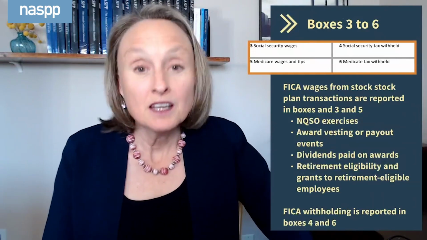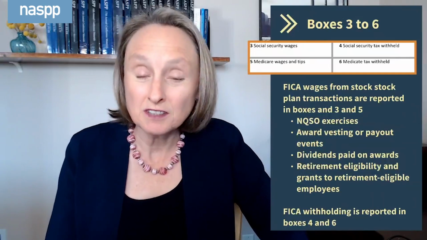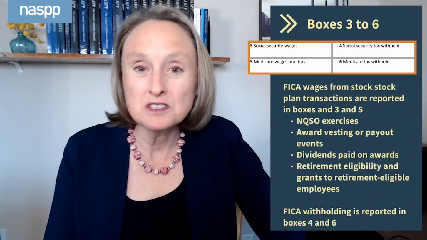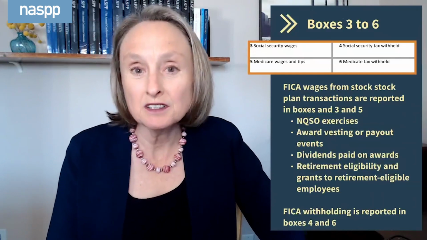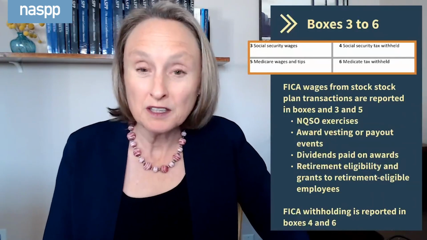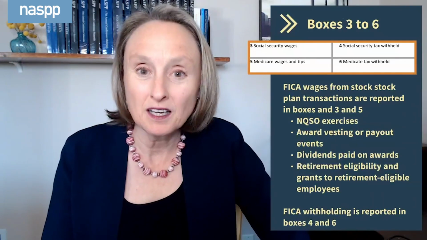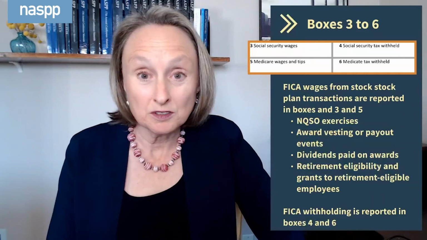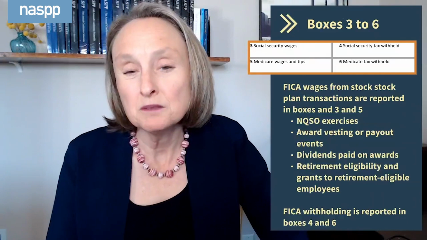on awards. It also will apply if you grant RSUs that provide for accelerated or continued vesting upon retirement, to the FICA wages employees recognize when they become eligible to retire, or if they're already eligible to retire when they are granted an RSU award. Those FICA wages are reported in box 3 if they're subject to Social Security, and box 5 if they're subject to Medicare. Any associated Social Security or Medicare tax that you withhold on those wages are reported in boxes 4 and 6.